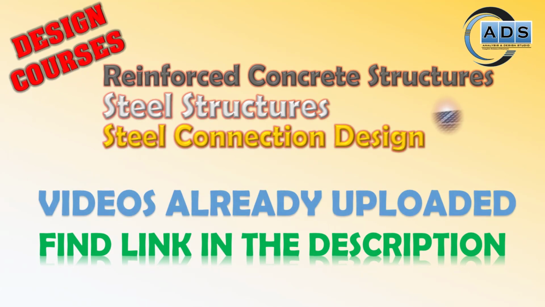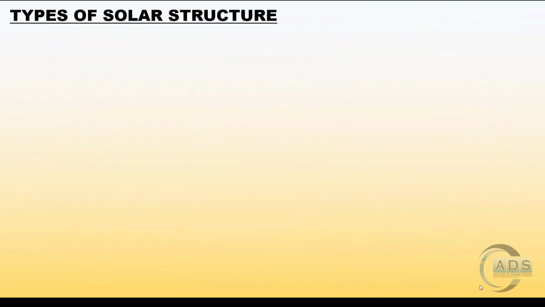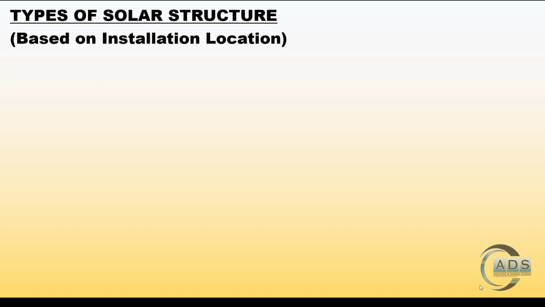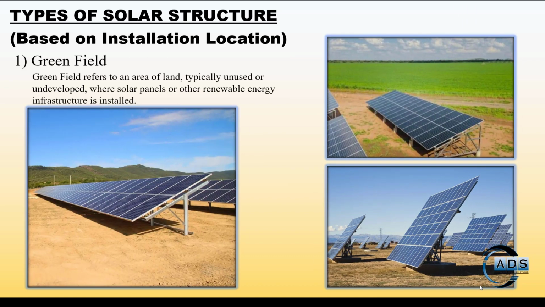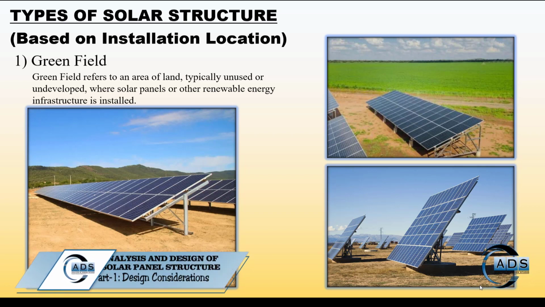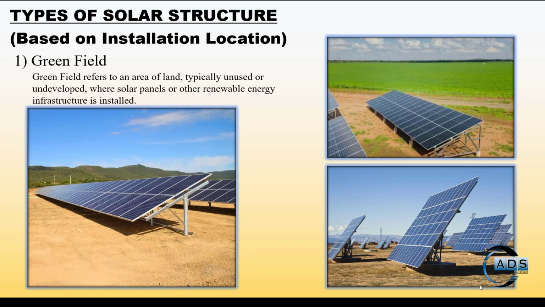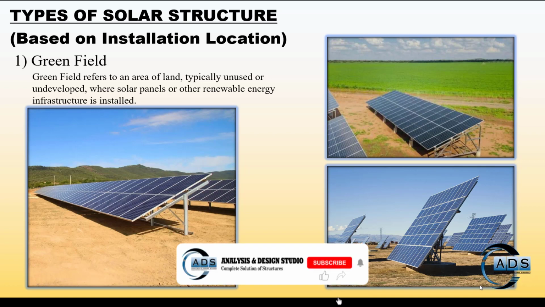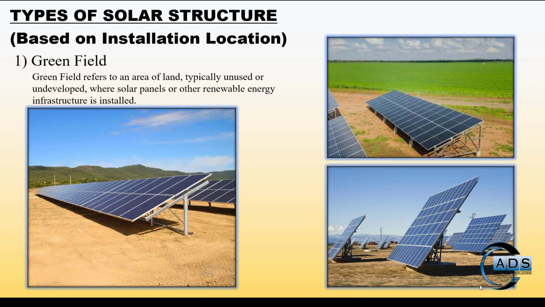So let's get started. First we will talk about the types of structures. There are some categories. First we will talk about those based on installation location. The first one is greenfield structures. Greenfield refers to an area of land typically unused or undeveloped where solar panels or other renewable energy infrastructure is installed. These types of structures are commonly installed in areas where big land is available and can be utilized for solar structures, and the land must be unobstructed by shadow.